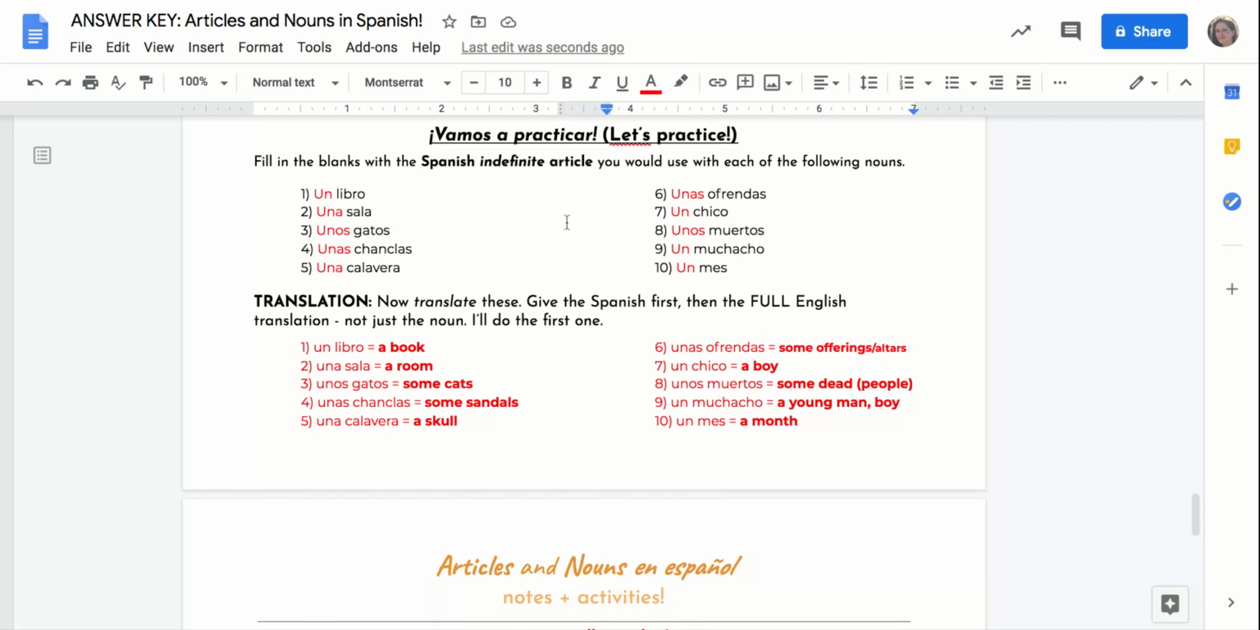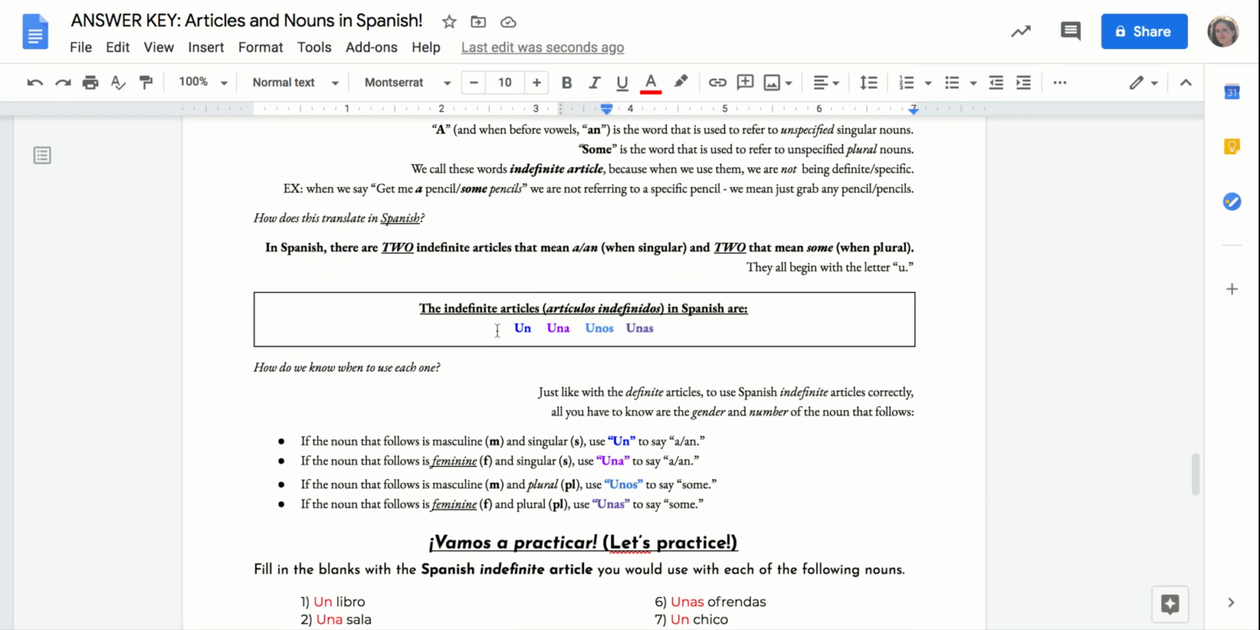Okay, but basically the difference between el, la, los, and las, and un, una, unos, and unas is that the el words are definite, and these words starting with the letter U are indefinite. So these are your a, an, and some. Much more common, you're going to see un and una. You're not going to see these guys too often in reality. Un and una are muy importante, though.